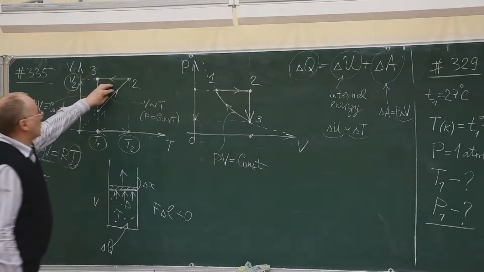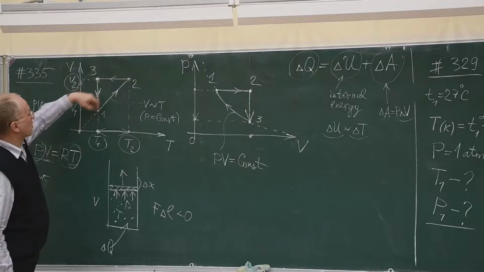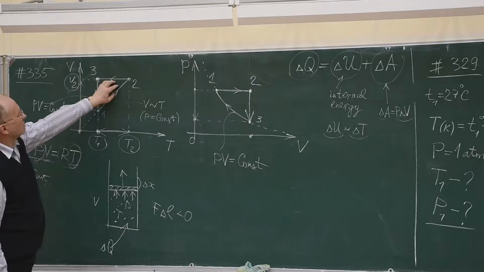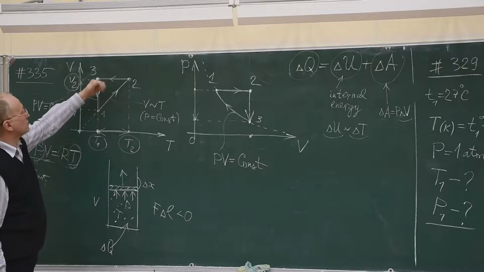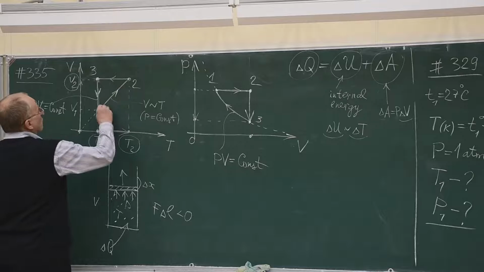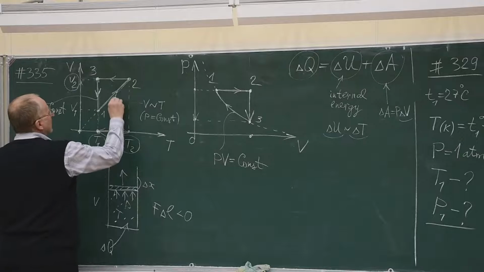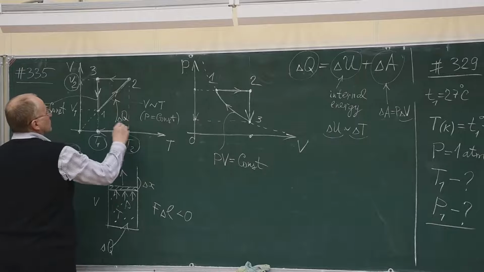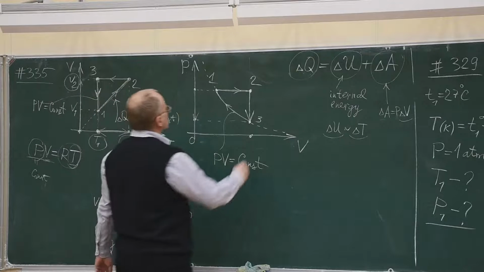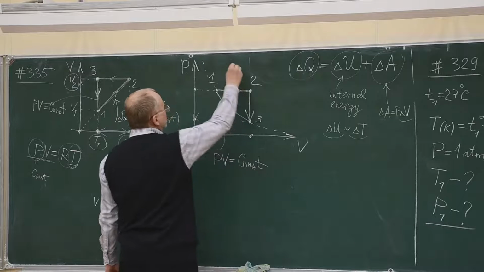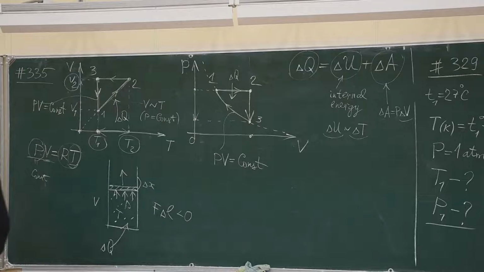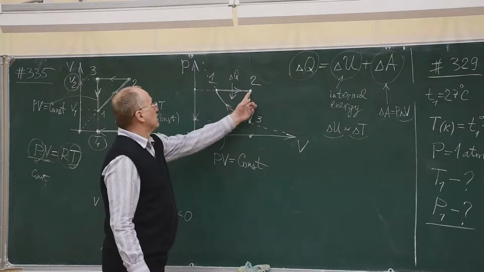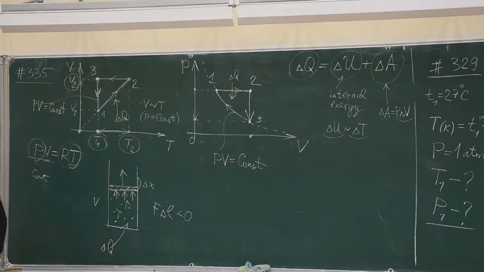So on the first part of the first process, we have to supply energy to the gas because its internal energy is increased with temperature, and also the gas produces some work. So on this section 1, 2, the energy is supplied to the gas, some energy from external bodies. We have to heat the gas in order to perform this process from point 1 to point 2.